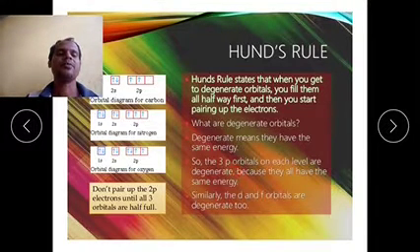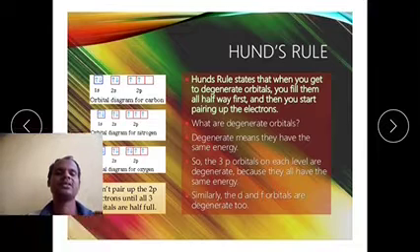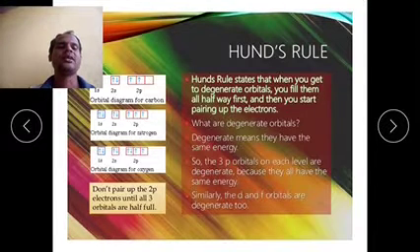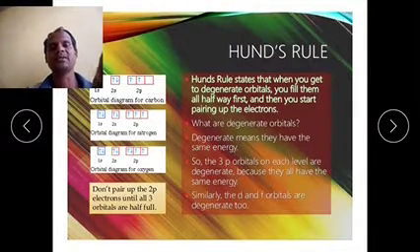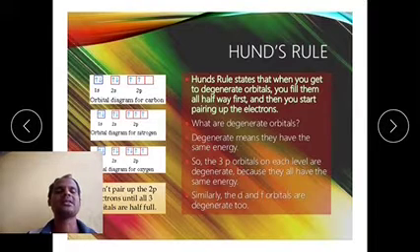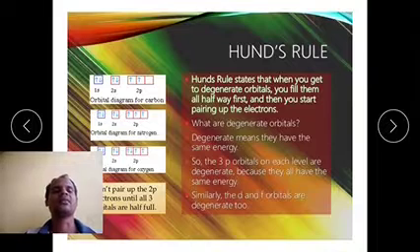For example, the 2p orbitals or 3p orbitals at each level are degenerate orbitals because they all have the same energy. Similarly, the d and f orbitals are also degenerate orbitals. The orbitals which have the same energies are called degenerate orbitals. In these degenerate orbitals, electrons do not pair up until each degenerate orbital is filled with one electron.